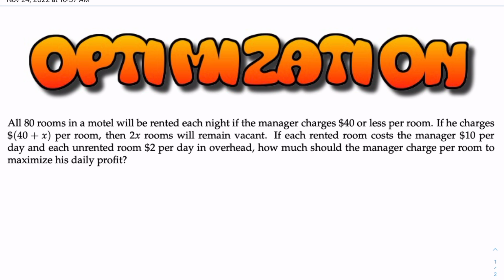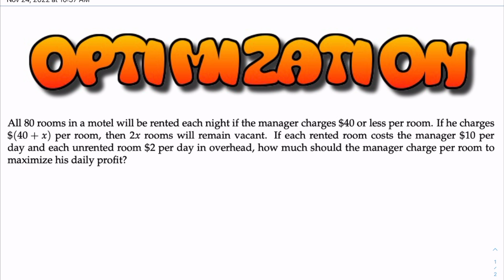All 80 rooms in a motel will be rented each night if the manager charges $40 or less per room. If he charges $40 plus X per room, then 2X rooms will remain vacant. If each rented room costs the manager $10 per day and each unrented room costs $2 per day in overhead, I guess they've got to clean the rented rooms, how much should the manager charge per room to maximize his daily profit? And this is what optimization can help us with. Optimization is all about maximizing or minimizing things. In this case, we want to maximize profit.